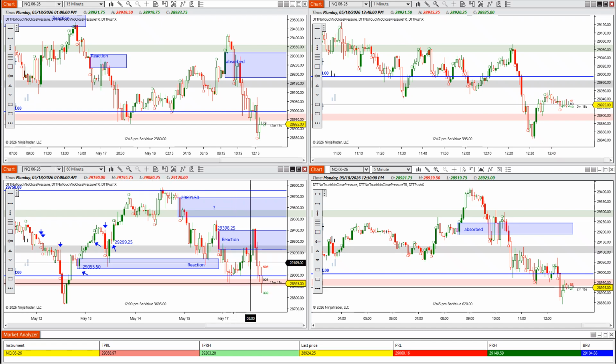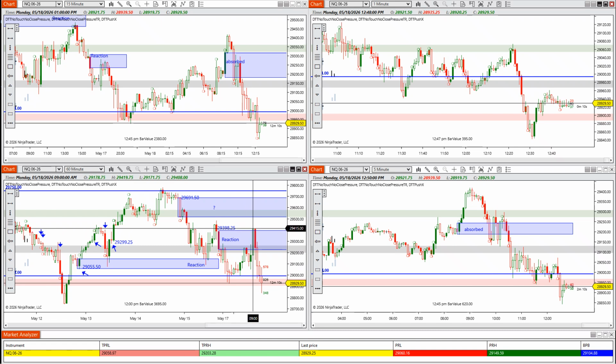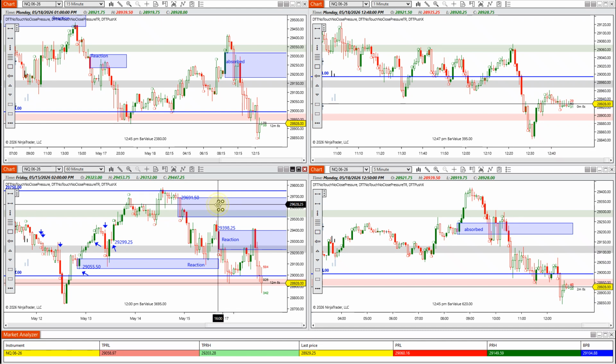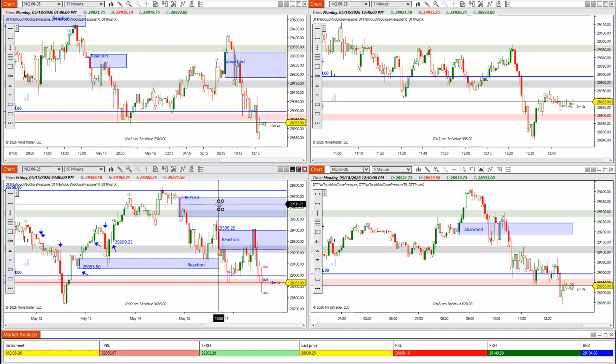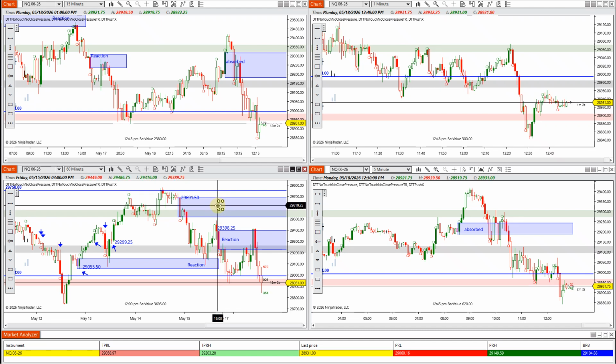They came back up, kind of leaned out of it, but then, of course, they went through it at 9 o'clock. They went through it and closed outside of it. Sucks, but we still got that zone up there. And again, this zone was put here about 2 videos ago. It's been put here.